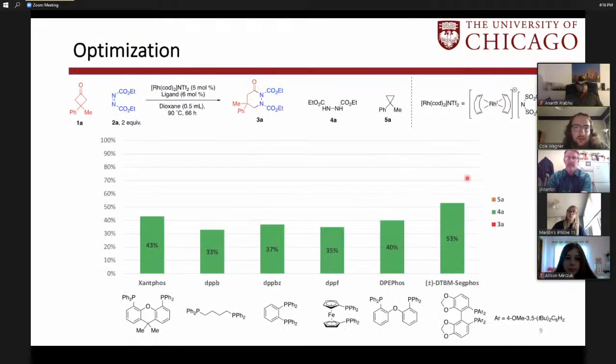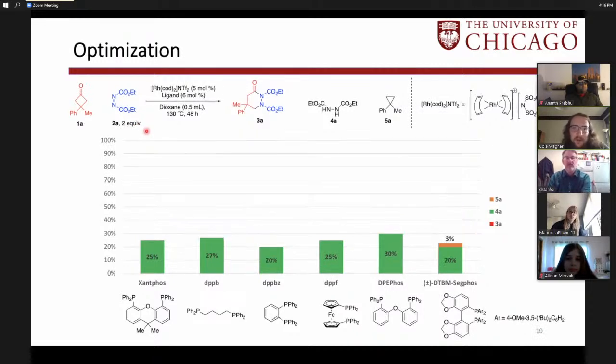So we started off trying to do an intermolecular reaction with these azodicarboxylates. Unfortunately, we only found reduction of these, potentially with the hydride coming from either the alkyl groups on the azodicarboxylate or from solvent, but no desired product was found. And we found that by increasing the temperature, we can start to see a very small amount of this decarbonylation product.